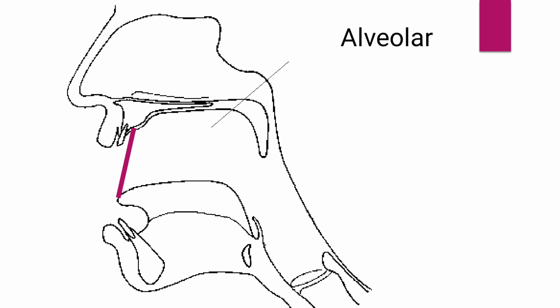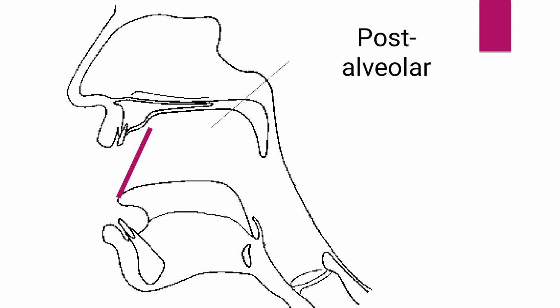Next one is alveolar. When the blade of the tongue touches the teeth ridge, it is called alveolar. Suppose when we pronounce the sound t, at that time we can examine the blade of the tongue touching the teeth ridge.